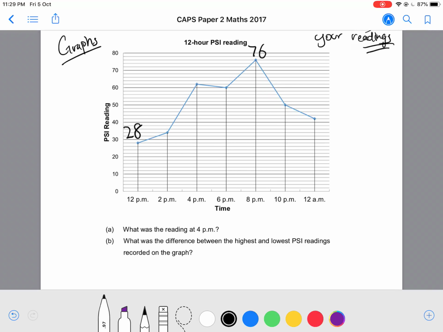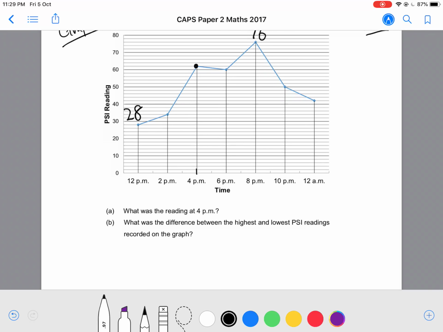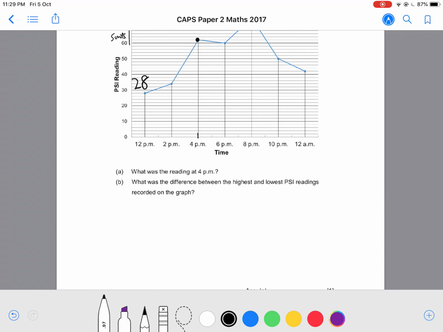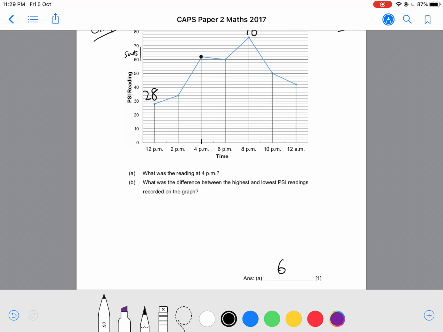What was the reading at 4 p.m.? So this is 4 p.m. We are interested in this part here. And if you actually see, there's altogether 5 units. 5 units jumps by 10. So 1 is about 2. Right? So the number will be 62.